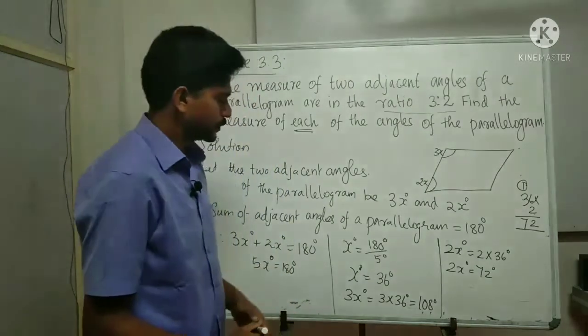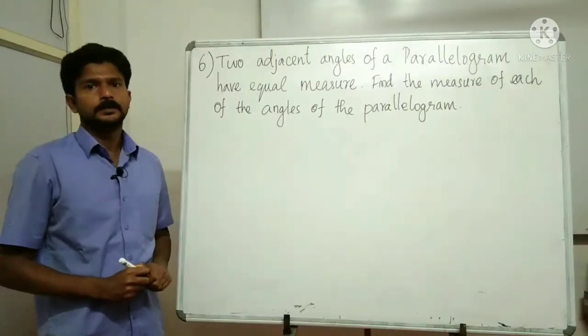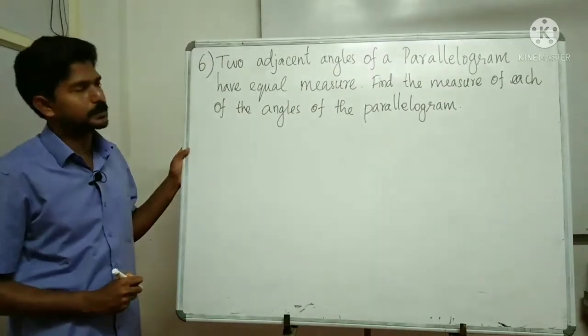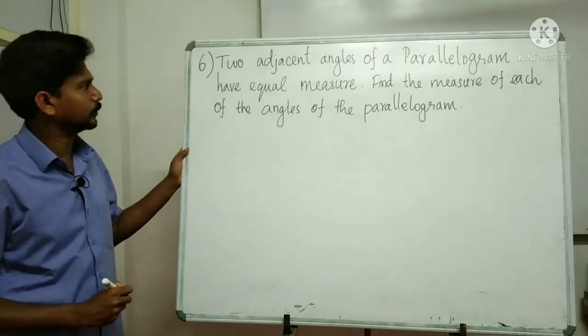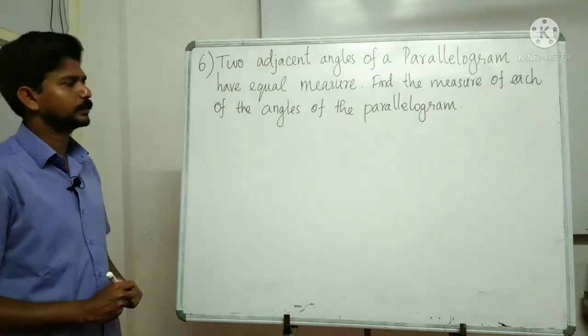Let us see the next question. Dear students, let us see the sixth question. Two adjacent angles of a parallelogram have equal measure. Find the measure of each of the angles of the parallelogram.